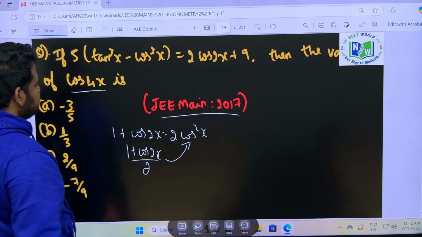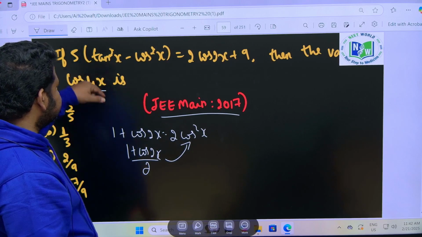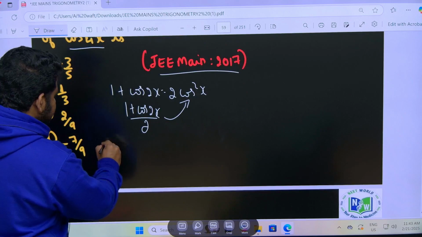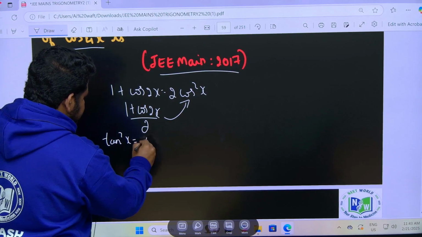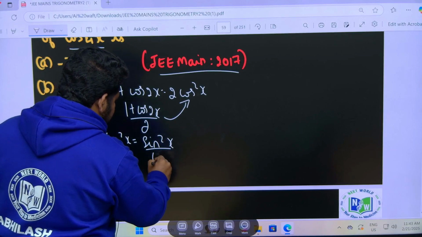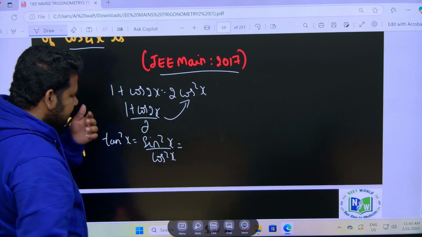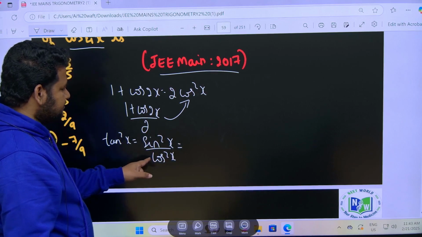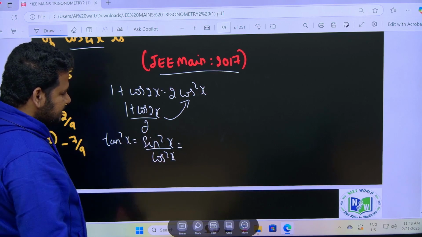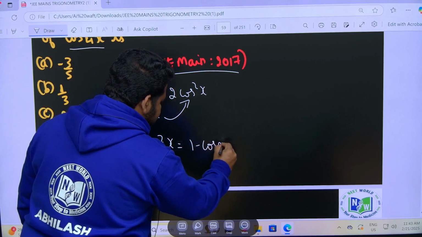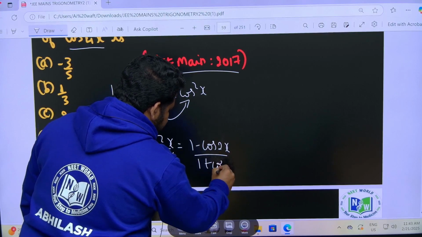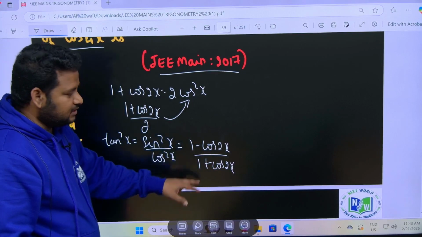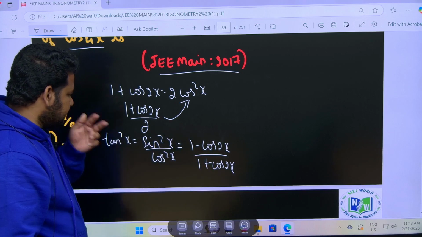Okay. What about tan square x? I can write tan square x as sin square x by cos square x. But sin square x, I can write as 1 minus cos 2x by 2. Cos square x is 1 plus cos 2x by 2. 2 and 2 will cancel. I can just write it as 1 minus cos 2x by 1 plus cos 2x. That is tan square x.